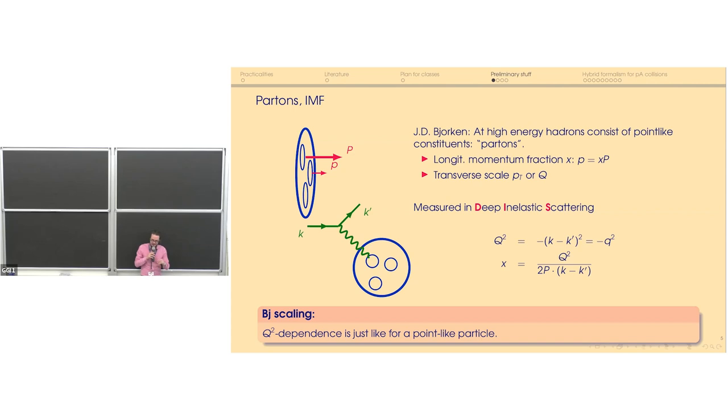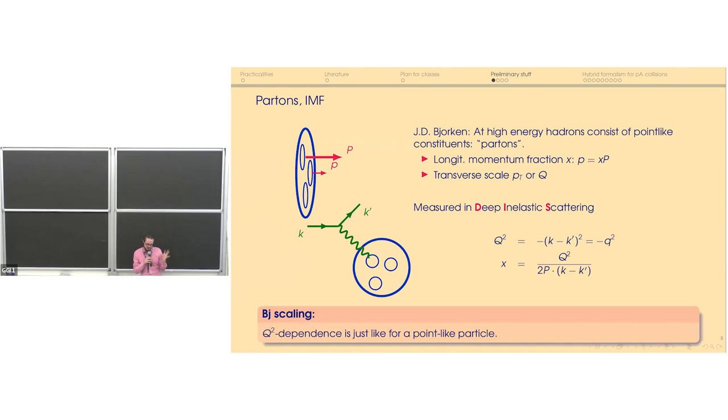Okay, so what is that? You can look at the DIS cross section, and the Q squared dependence is, to a first approximation, just like for a point-like particle. That was evidence for protons consisting of some kind of point-like constituents. That was the start of the parton model.